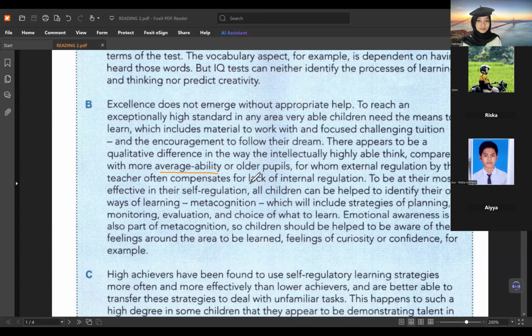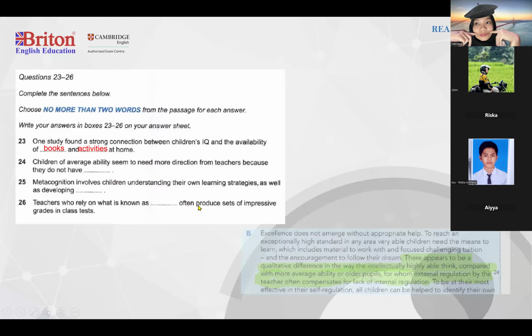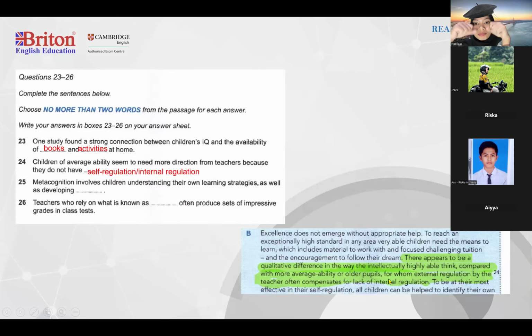Okay, there it is, guys. They don't have is the synonym of they lack. Lack of is the same meaning as don't have. So students with average ability, they lack internal regulation. Okay? They don't have this. That's why they need external regulation by the teacher. Regulation is like direction, arahan dari guru. So the answer is internal regulation. Oh, self-regulation is also correct because it's over here after the first part. So internal regulation or self-regulation.